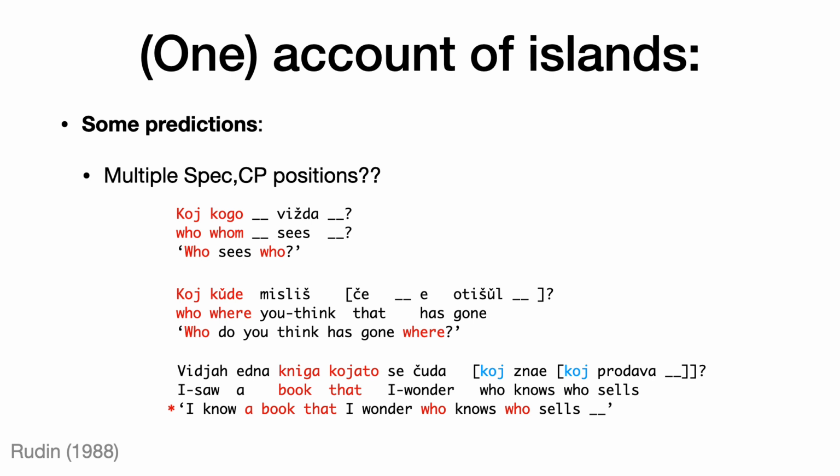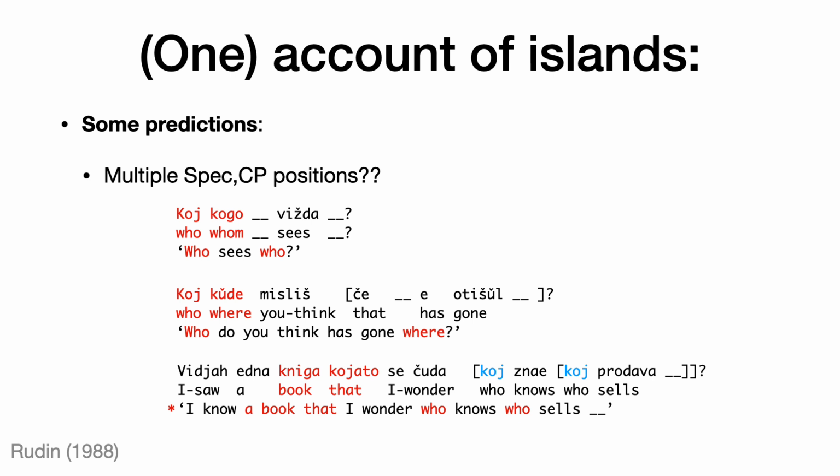And as a consequence, the theory now predicts that Bulgarians should not have WH islands. And that's true. So it's reported that you can say things in Bulgarian like, I saw a book that I wonder who knows who sells. So that sounds very funny to even pronounce in English, right? I wonder who knows who sells some book, and oh, I know a book that I wonder who knows who sells. That sounds really weird in English, but it's fine in Bulgarian, right?